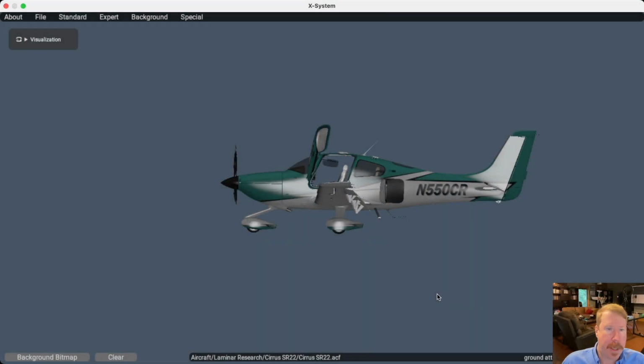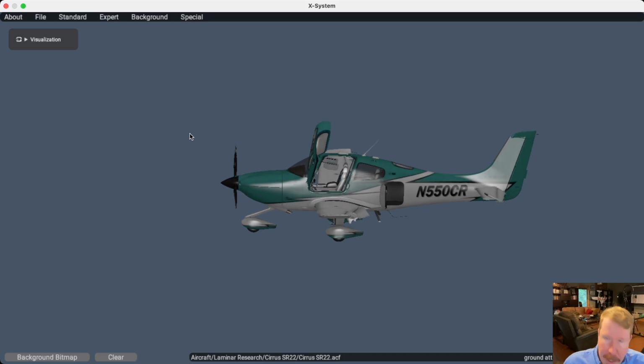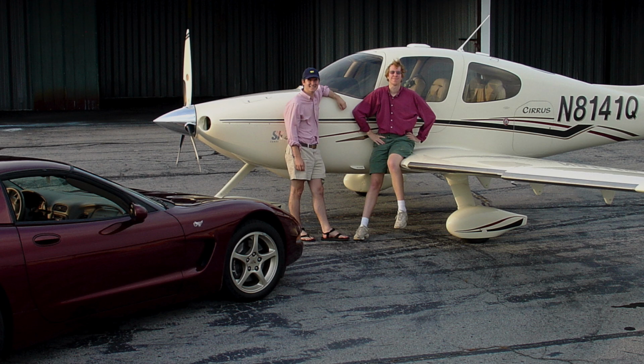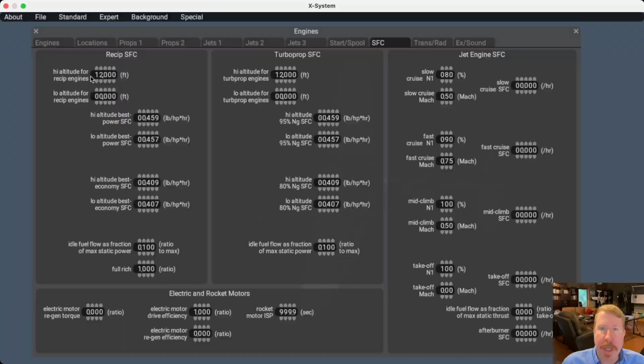Okay, so here we are in the Cirrus SR-22, a wonderful single-engine prop plane. I owned one for quite a few years. It's an absolute treat to fly. So we're going to go to engine specs, and we're doing the SFC tab.